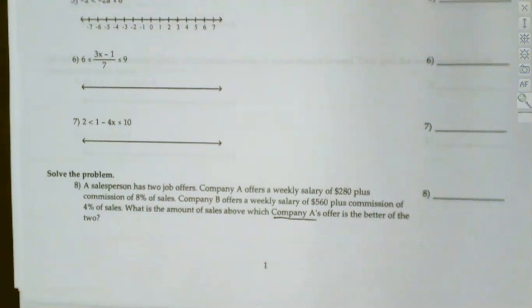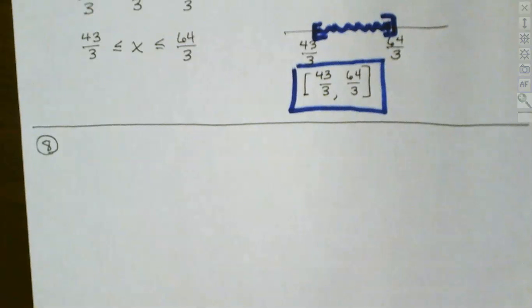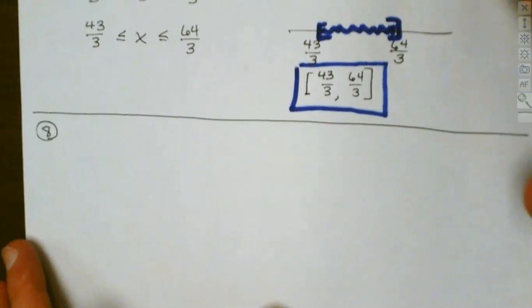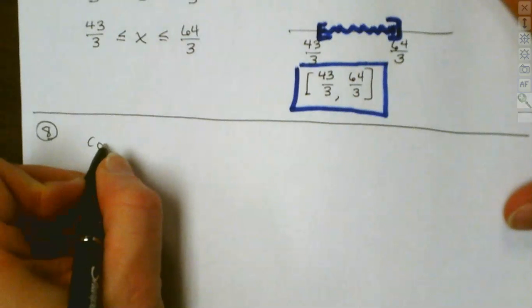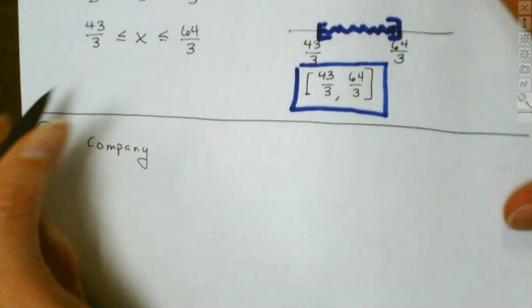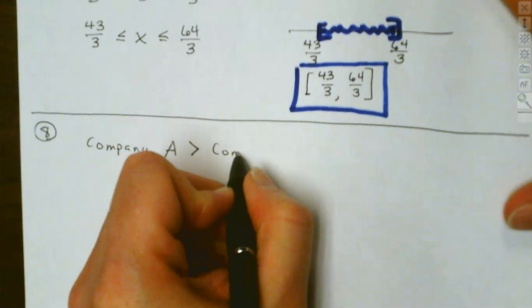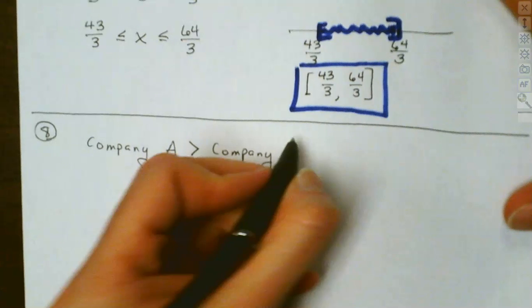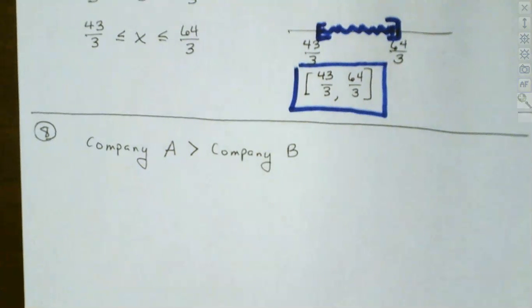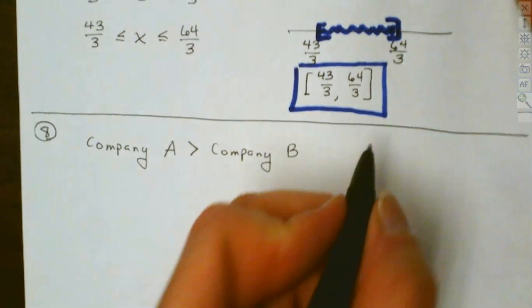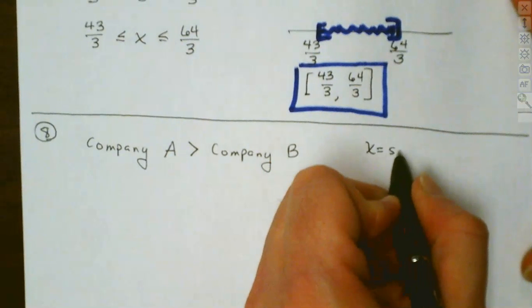Now, when I talk about which one is better, in this case, what do I want? I want to make more money, right? So I want to make sure that company A pays more than company B. So we'll start with that. So we want company A to be the better deal. So company A is going to be bigger than company B. So that's what we've got so far. We're going to let X represent the sales.